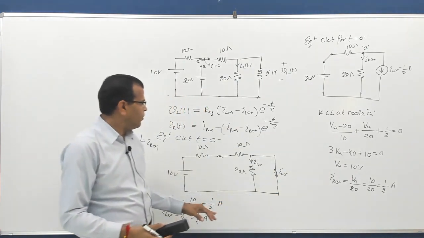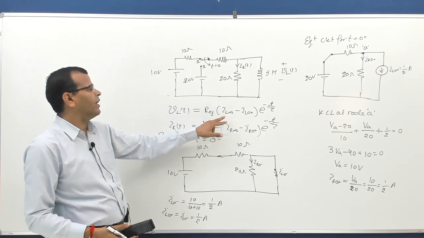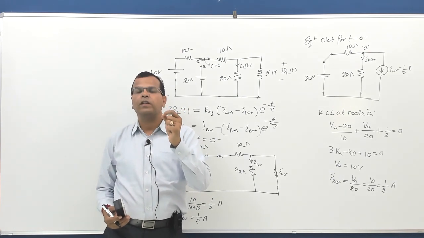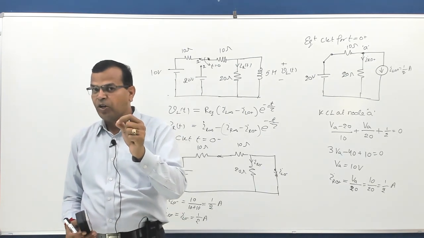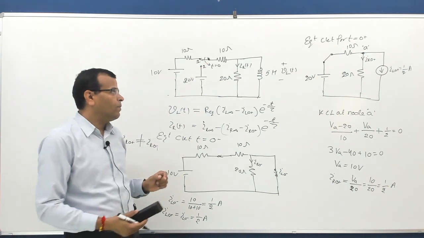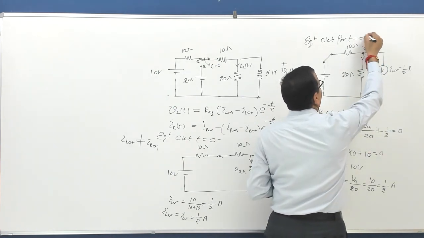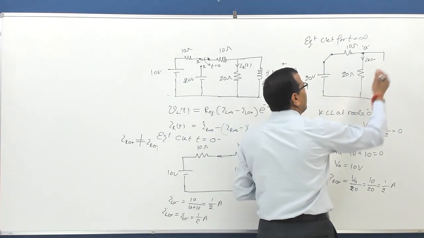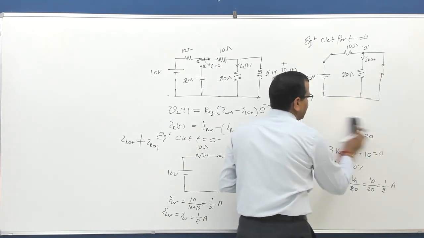Now we have obtained IR 0 plus, we have obtained IL 0 plus. Next step is to find IL infinity and IR infinity. So the procedure is again the same. At t equal to infinity, the circuit is under steady state operation. Inductor behaves like a short circuit, and remember at t equal to infinity, the switch is at this position. So I will draw the equivalent circuit for t equal to infinity here, and simply this circuit can behave like this. Just replace this inductor by a short circuit.